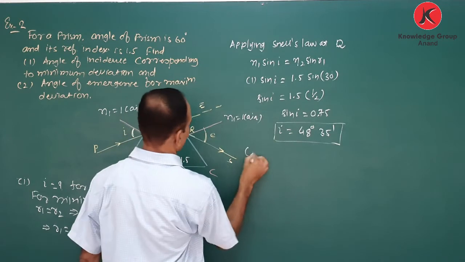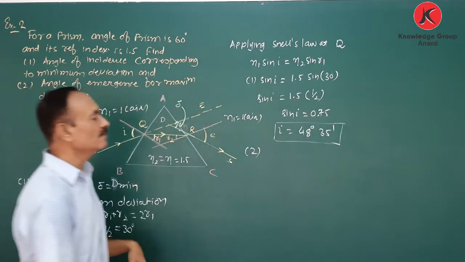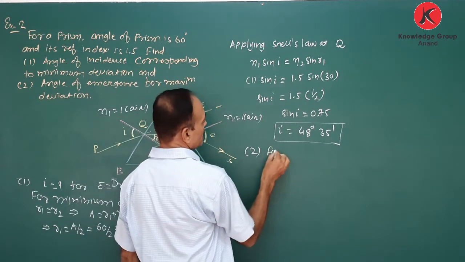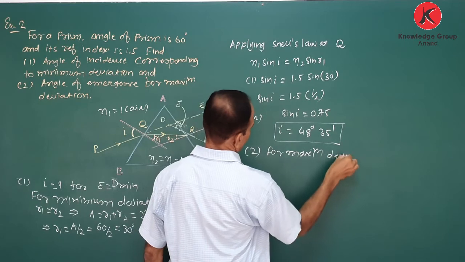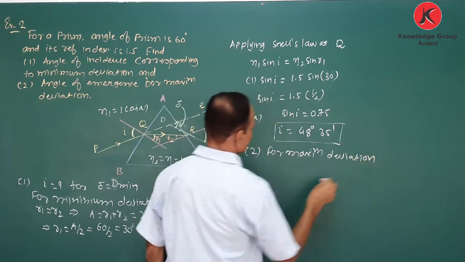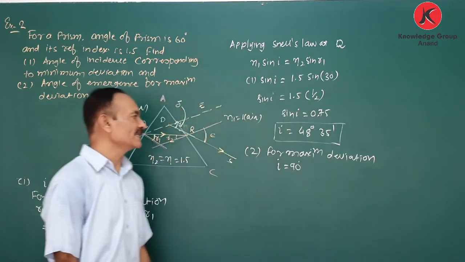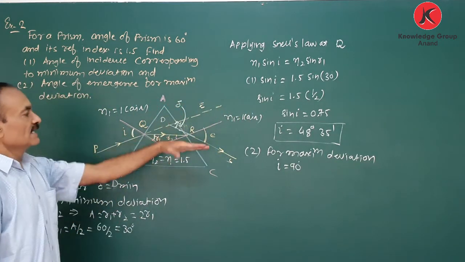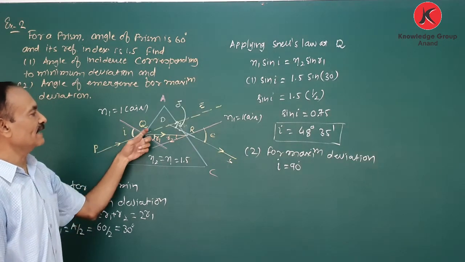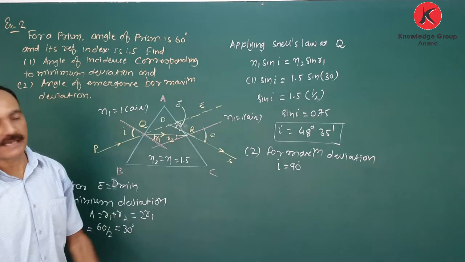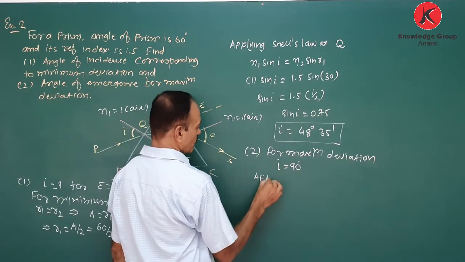Okay, now in the second part, we have to find out the angle of emergence for maximum deviation. Now listen, for maximum deviation, angle of incidence I is 90. If the ray is incident at point Q at 90 degree angle, at that time the deviation becomes the maximum. Right?